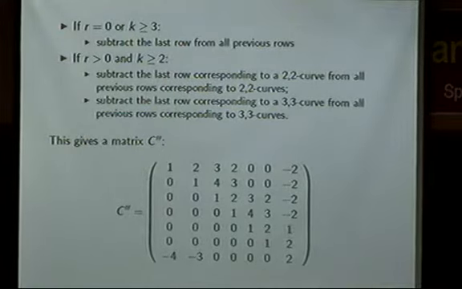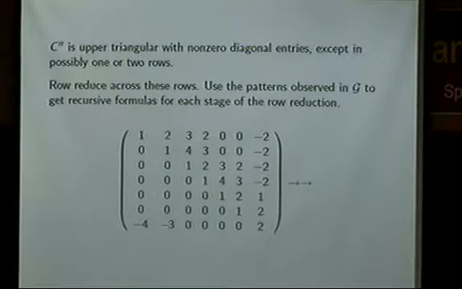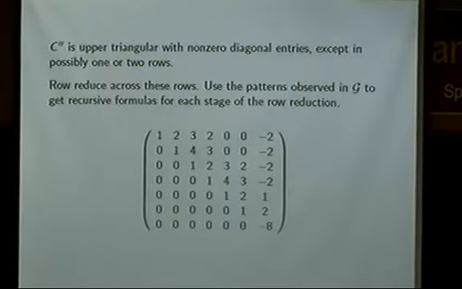In all cases you get something like this. You have either 1 or 2 rows that you need to row reduce, and you can do that, and if you're clever about how you do it, you can actually get recursive formulas for the determinant and show that it's non-zero.